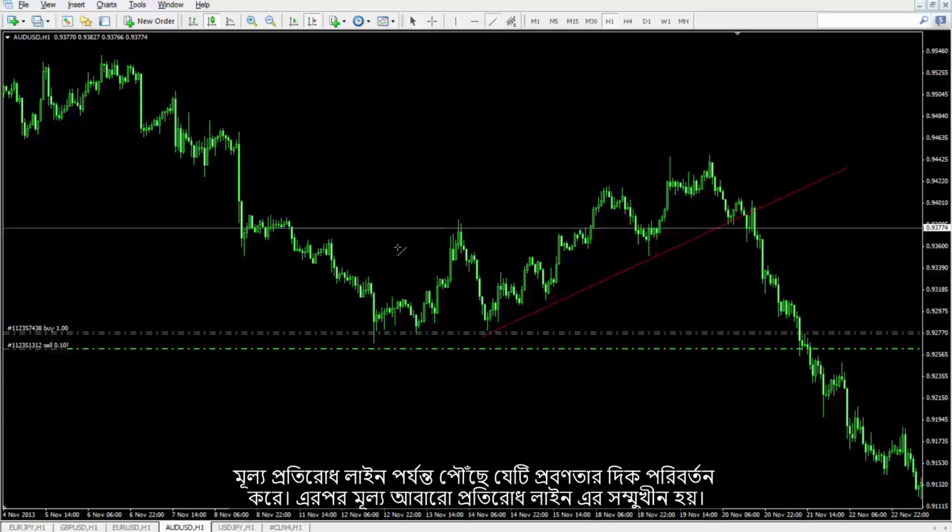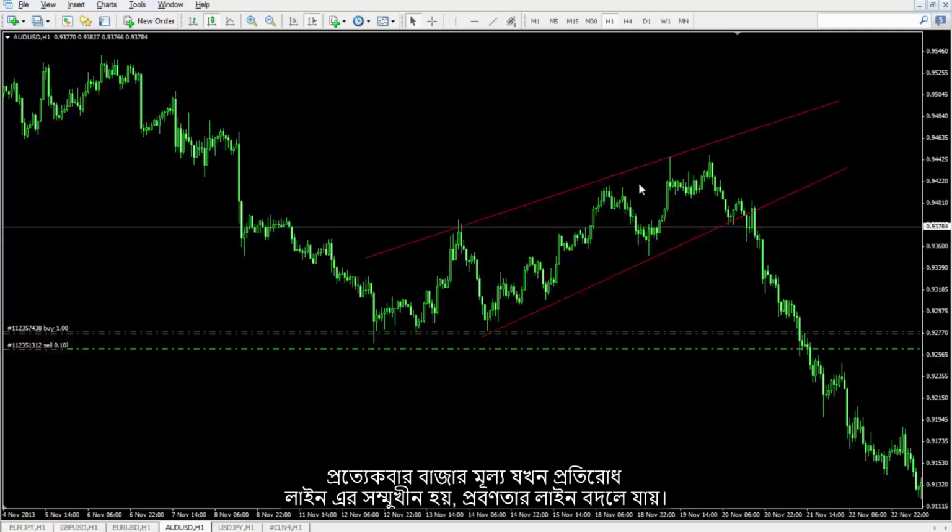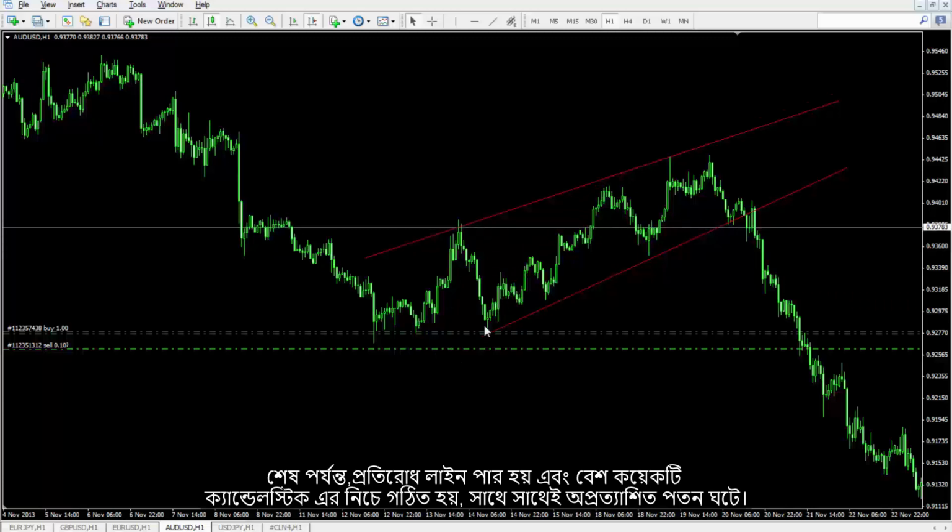Price has reached the resistance line, which altered the trend direction, then price has met the resistance level again. Each time market price met the resistance line, the trend direction changed. Eventually, the resistance line was crossed and several candlesticks were formed below it. Consequently, an abrupt collapse has happened.